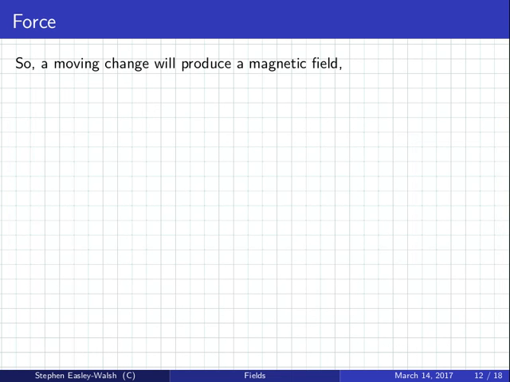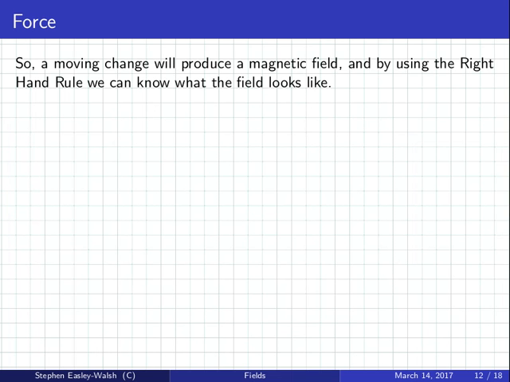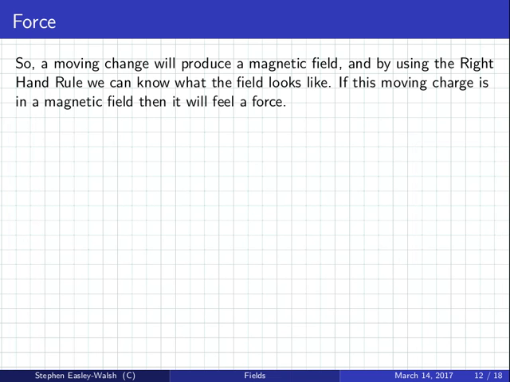A moving charge produces a magnetic field. And by using the right-hand rule, we can know what the field looks like. So if the charge is moving to the right, the magnetic field is going around like this. But if the moving charge is moving in a magnetic field, it will feel a force. Think about it. If I have 2 magnets, and I put them close to each other, they'll either pull together or push away.